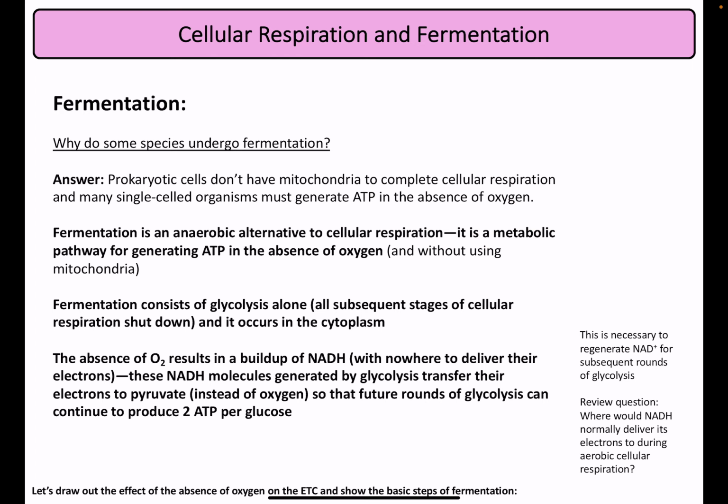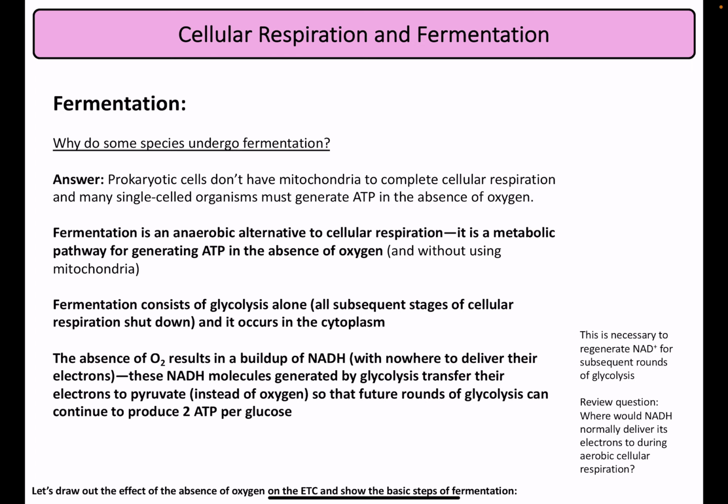And since we're not going to go past glycolysis, we can say that all of the other stages of cellular respiration, like stage 2, pyruvate oxidation, stage 3, the citric acid cycle, and then stages 4 and 5, they all shut down. Okay, so those don't occur. And since we're solely talking about glycolysis, this entire process is occurring in the cytoplasm. So nothing is happening in the mitochondria.